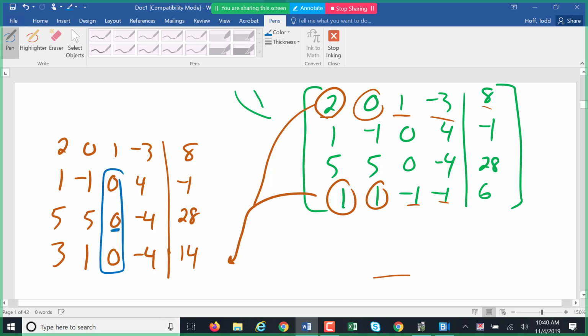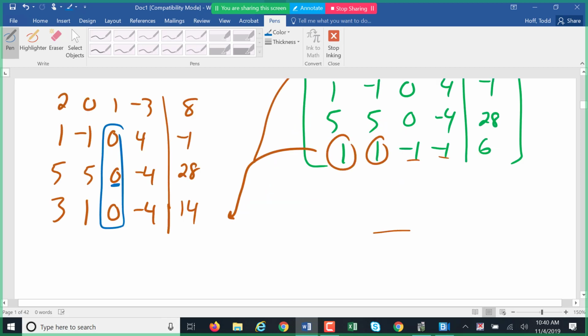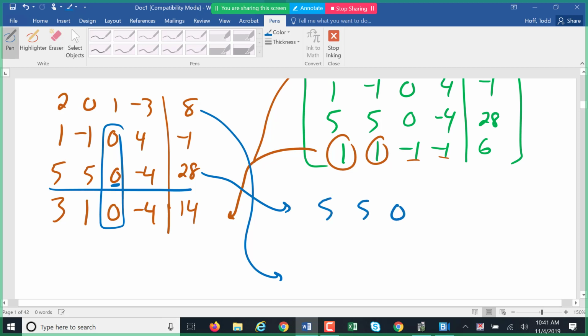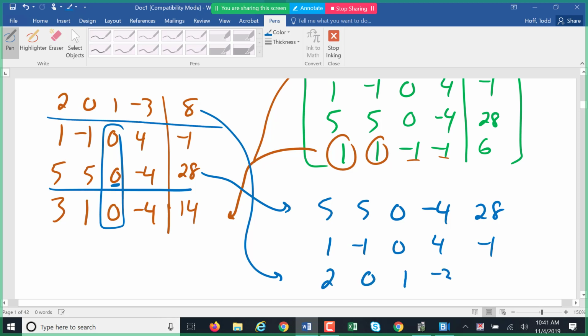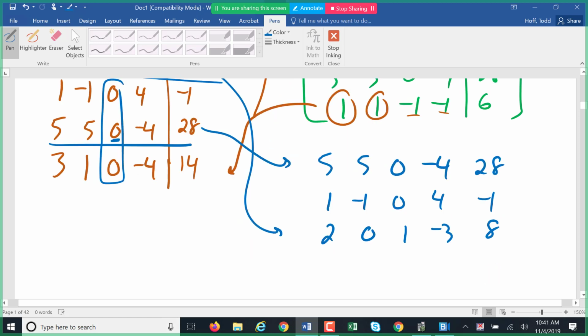Now I actually want a 1 here, so what I'm going to do in this next step is I'm just going to exchange two rows. I'm going to exchange the top row and the third row. So the top row will now be 5, 5, 0, negative 4, 28. The second row is going to stay the same. The third row is now going to be the top row, 2, 0, 1, negative 3, and 8. And the bottom row stays the same, 3, 1, 0, negative 4, and 14.